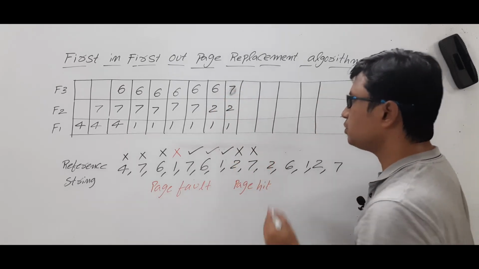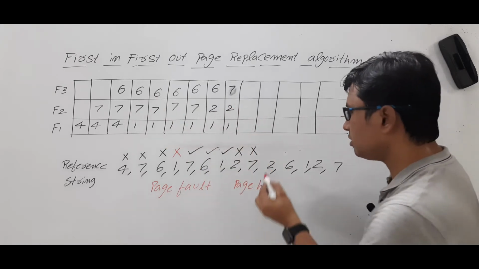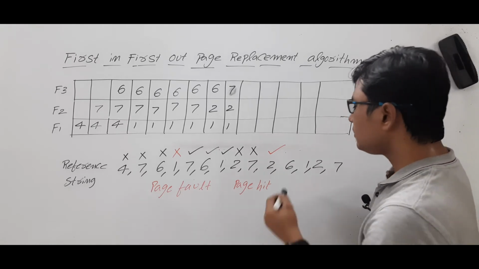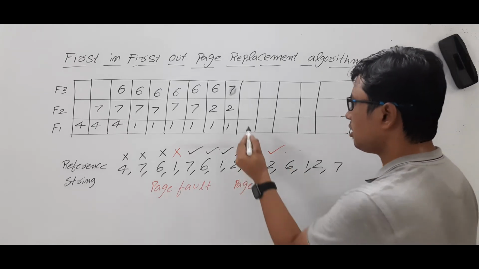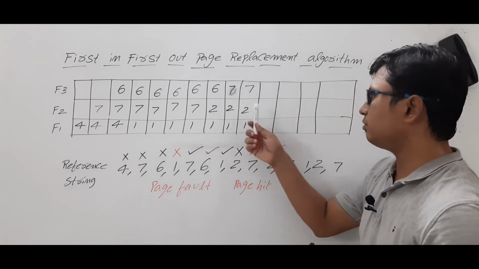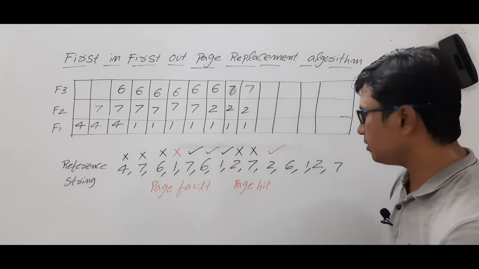Now page number 2. Is page number 2 available? Yes, it is available in frame number 2 of the main memory. So it is a page hit. Now after the page hit, only these frames are there. 1 means page number 1, 2 and 7 are there in the frames of the main memory.